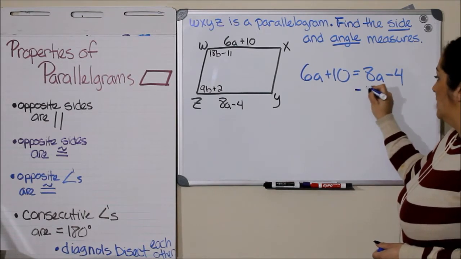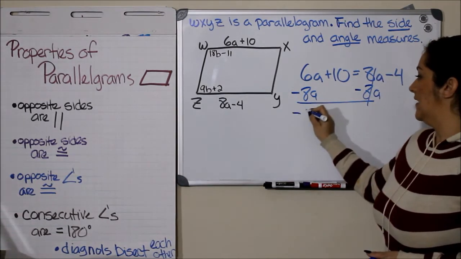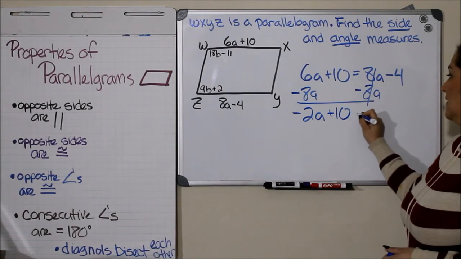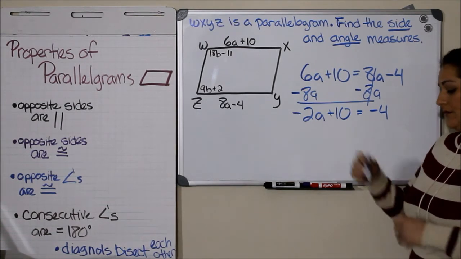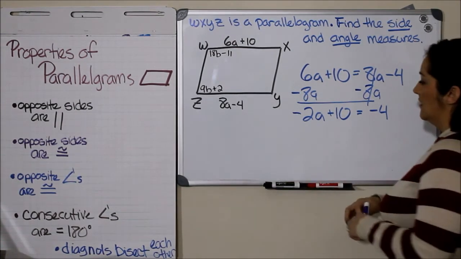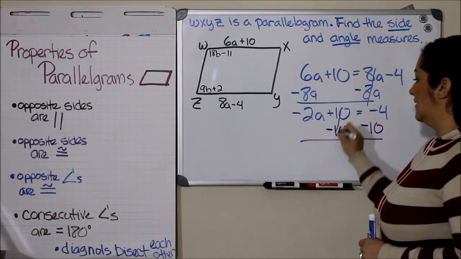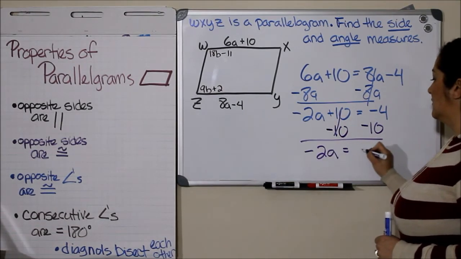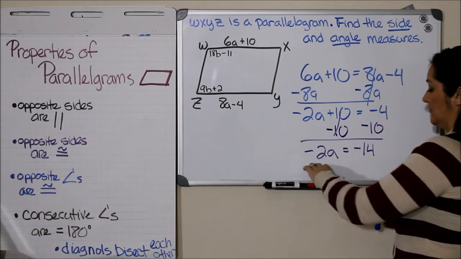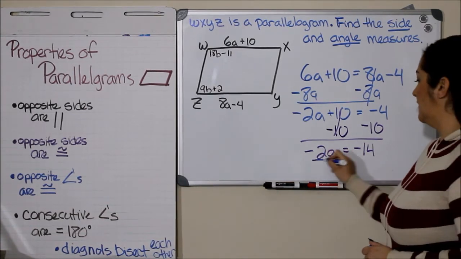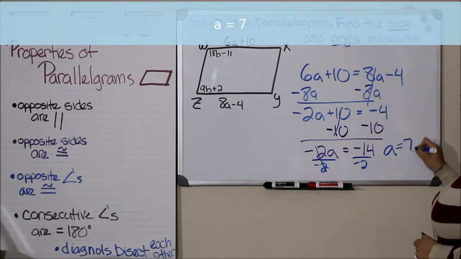So let's get all the a's on one side. I'm going to subtract 8a from both sides, and I'm going to get negative 2a plus 10 is equal to negative 4. The next thing I want to do is subtract 10, because again I want to get a by itself. So I'm going to change colors. This time I'm going to subtract 10, subtract 10. I'm left with negative 2a is equal to negative 14. And the last step to get a by itself would be to divide by negative 2. So I'm going to divide both sides by negative 2, and that gives me a is equal to 7.